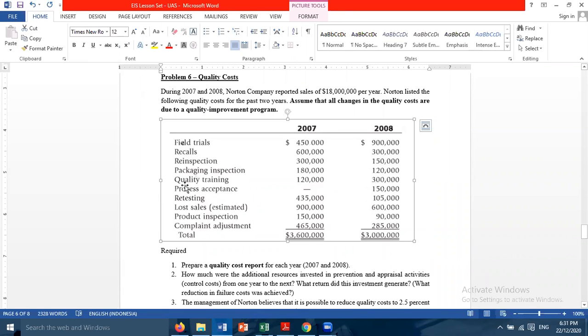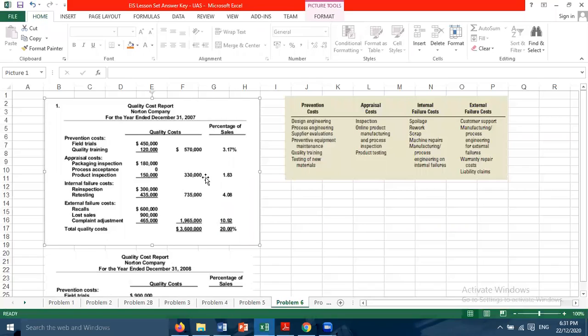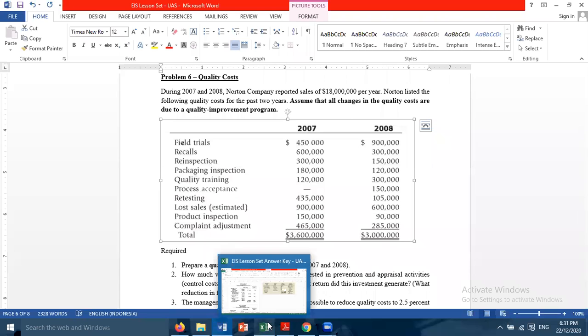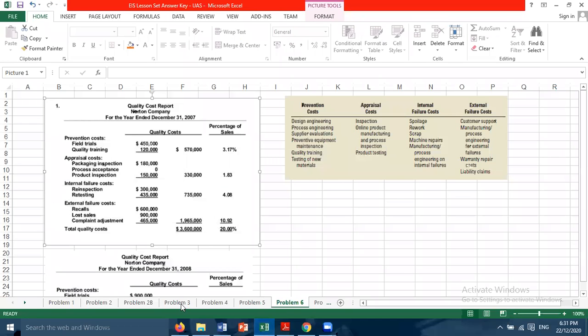Then since quality training is already covered, process acceptance. All right. So process acceptance is appraisal cost as well. It's not here, but you will probably need to remember this. And then there will be retesting, since there's a "re" before the testing. So we know it's testing after a defect occurs. So this is internal failure.